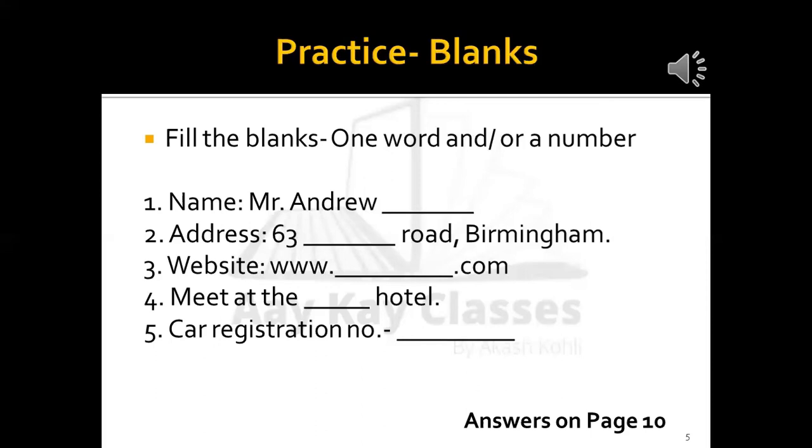So students, I hope you have already completed all this and see how those steps worked here. So what was written was Andrew, Road, .com, Hotel, and a registration number. And 63 is a number. So these are the keywords or important words you need to focus on, right? So let's move to the next slide now.